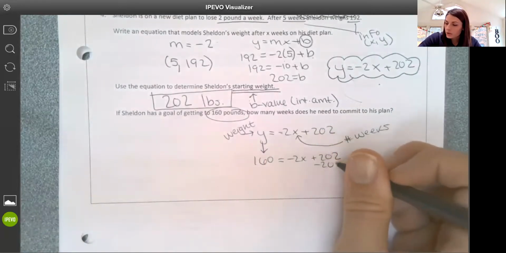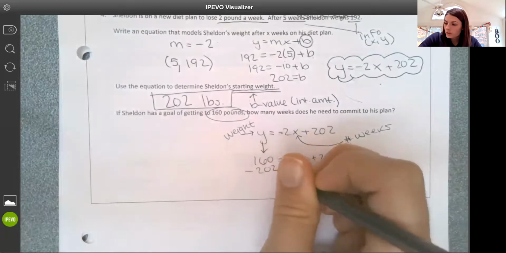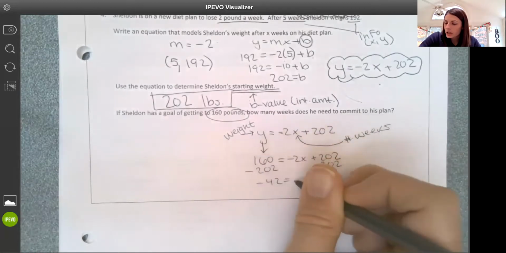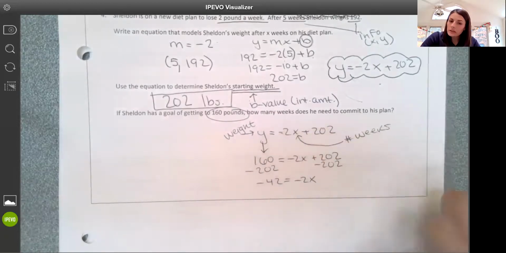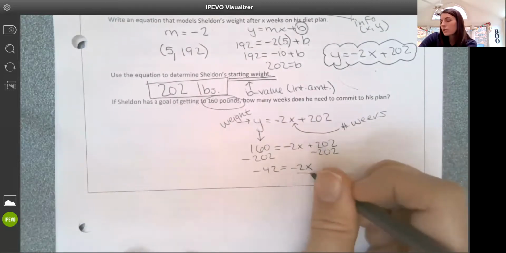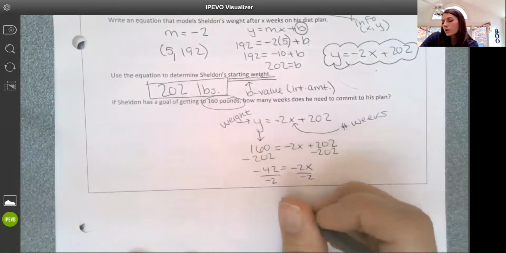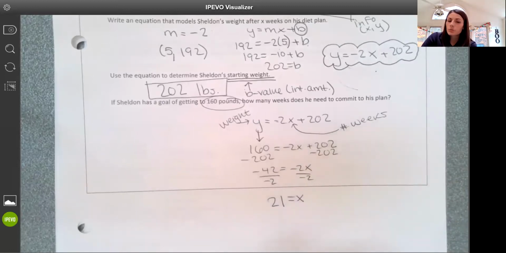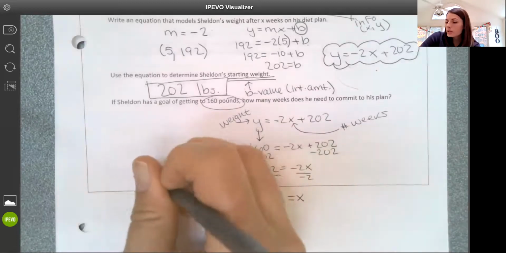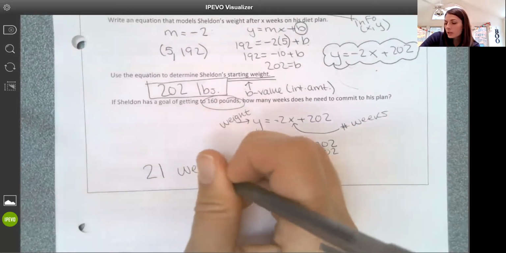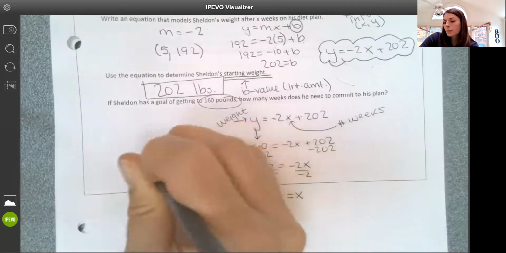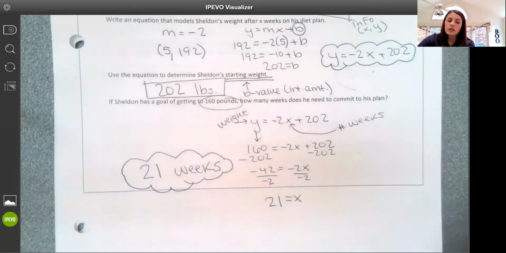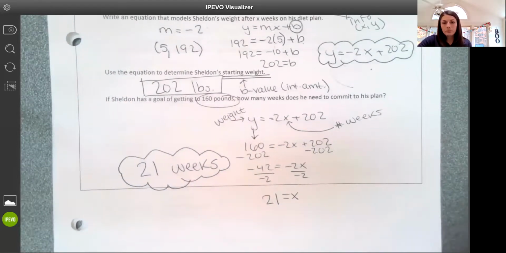So subtracting 202 gives me -42 equals -2x. And dividing by -2 gives me 21 equals x. And we should respond to word problems with words. So we're not just going to leave x equals 21. We're going to say, well, it would take 21 weeks for Sheldon to get to his goal weight.